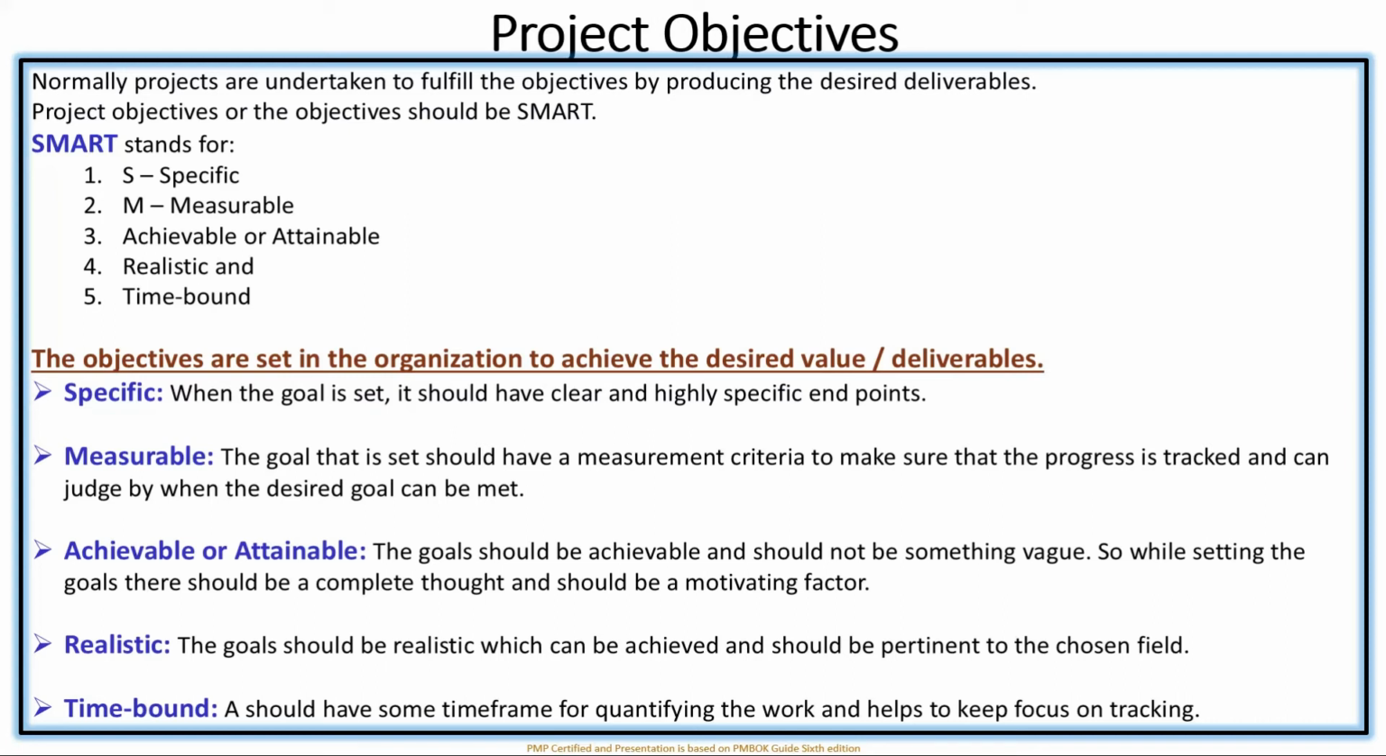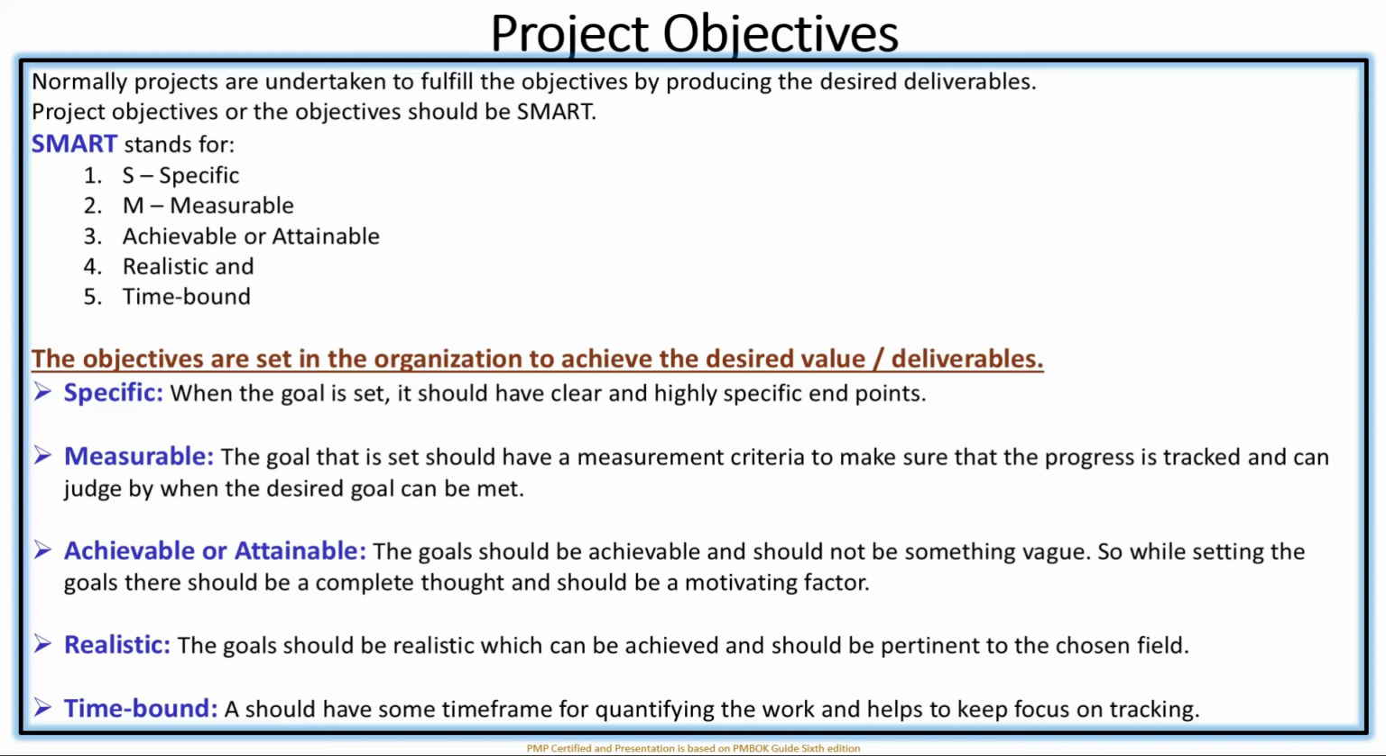So if you see specific, when the goal is set, it should have clear and highly specific endpoints, right? The goal has to be very specific. In our day-to-day life, if you say, okay, I am walking 1 kilometer, from tomorrow I will walk 1.5 kilometers and I will continue to walk 1.5 kilometers, that is not what it is. There should be a clear objective. There should be a clear action item that is associated and we have to fulfill it.